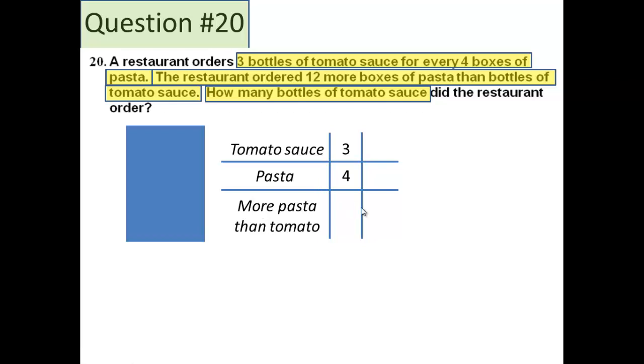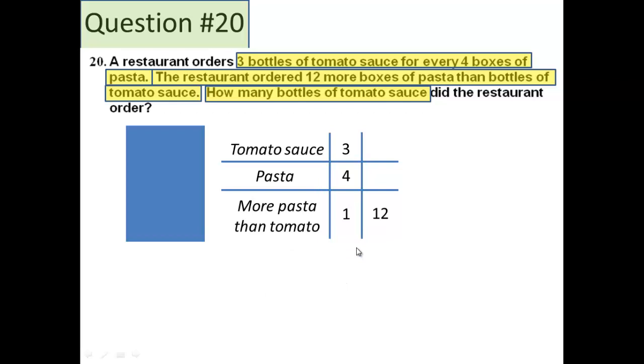Now, this is where it gets tricky. You don't put 12 in here, okay? If there were 4 boxes of pasta and 3 bottles of tomato sauce, just for this ratio, how much more pasta was there than tomato sauce? Go ahead, call it out. What's the difference between the pasta and tomato sauce? It's just 1. But when the restaurant made their order, the 12 goes down there. Okay, that is super tricky. We're going to talk about another strategy to do this problem as well, but you can do it with a ratio table. You just have to read really, really carefully.